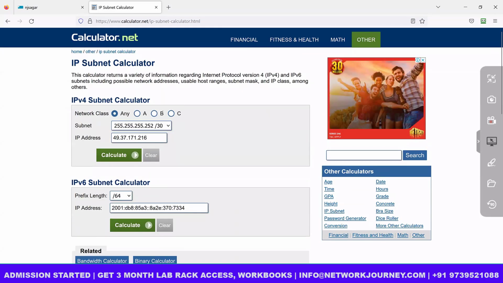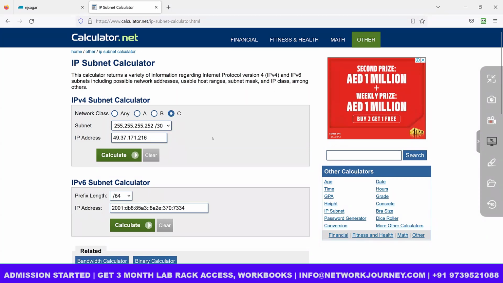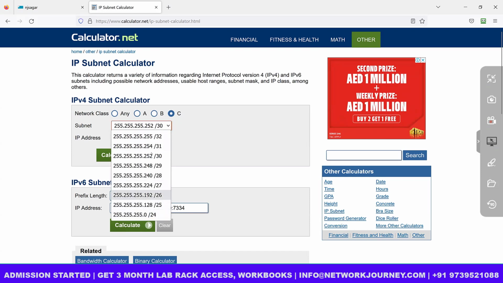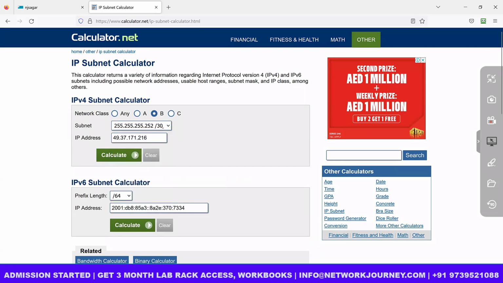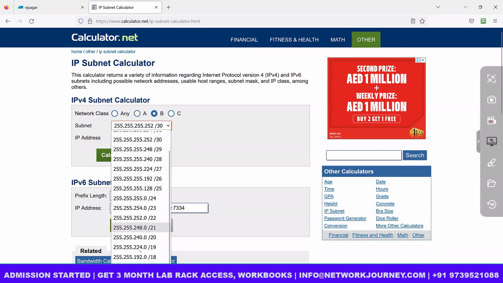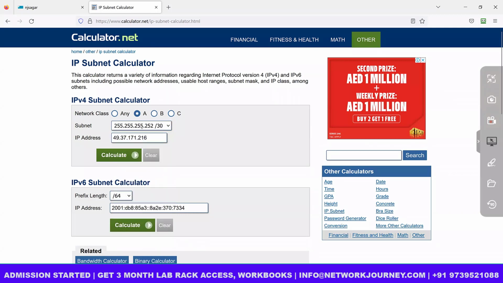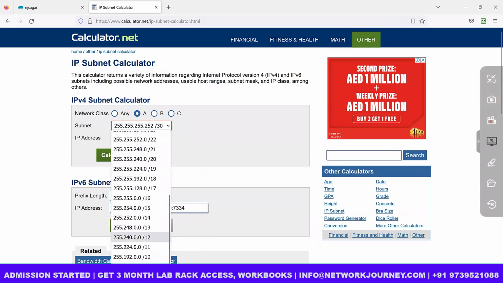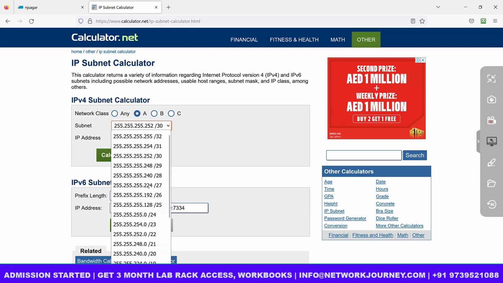So here you need to select the network class, whether they belong to A, B, C. So let's say class C. When I do class C, I have this many possibilities. Agree? Starting with 24, ending at 32. But if I go with class B, you see the range, starting with 16 till 32. If you go with class A, then definitely it's from 8 to 32.